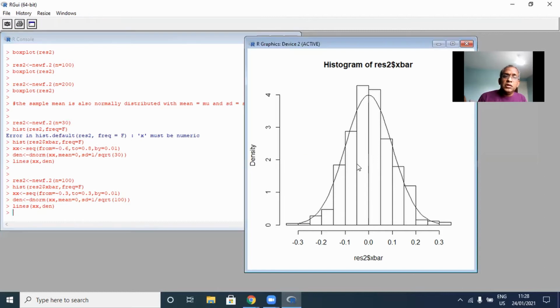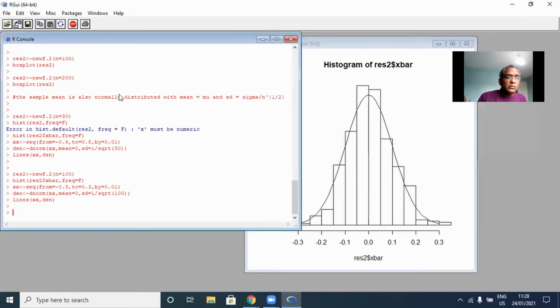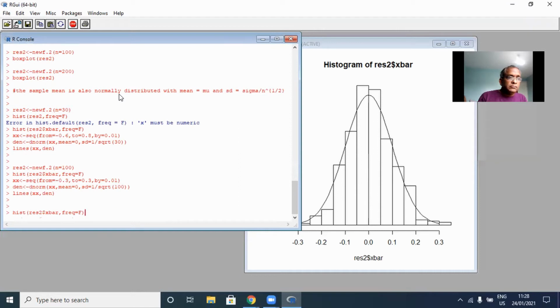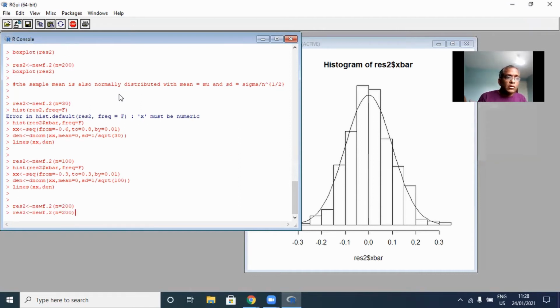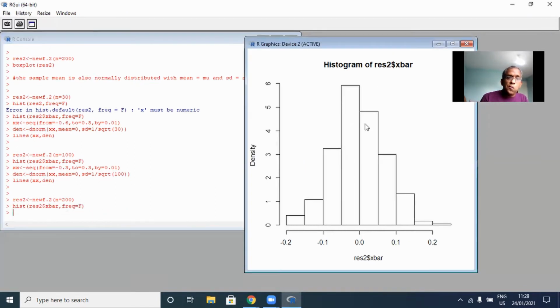So this is what you get. Once again, you see that the fit of the normal PDF to the histogram is pretty good. And finally, let's take n to be 200. In this case, the histogram looks something like this.